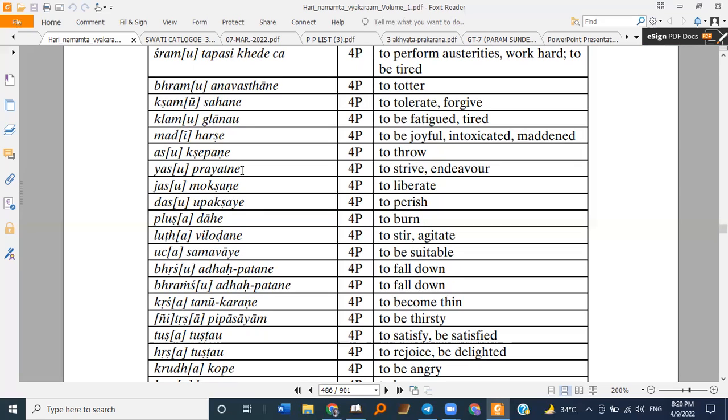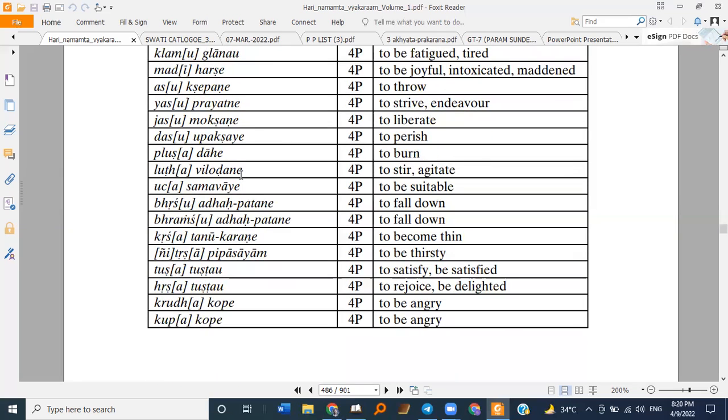So, like harsha, glani, sahana, prayatna, kshepana, mokshana. These are all very conventionally used words. And yeah, so I believe that they help in that way. Personally, it helped me, even though I didn't know the dhatu roots initially. But just by looking at these glosses, it was helpful for me at least. And actually, this is the standard. It's not something Jiva Goswami did. It's the standard everywhere.